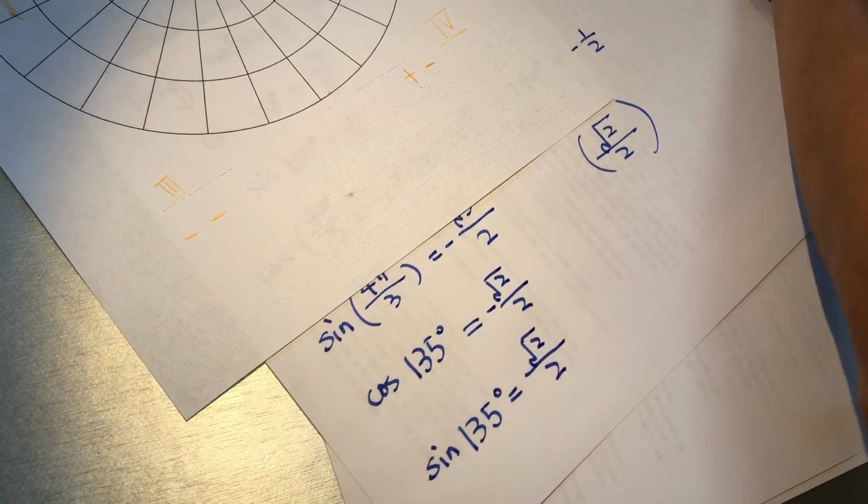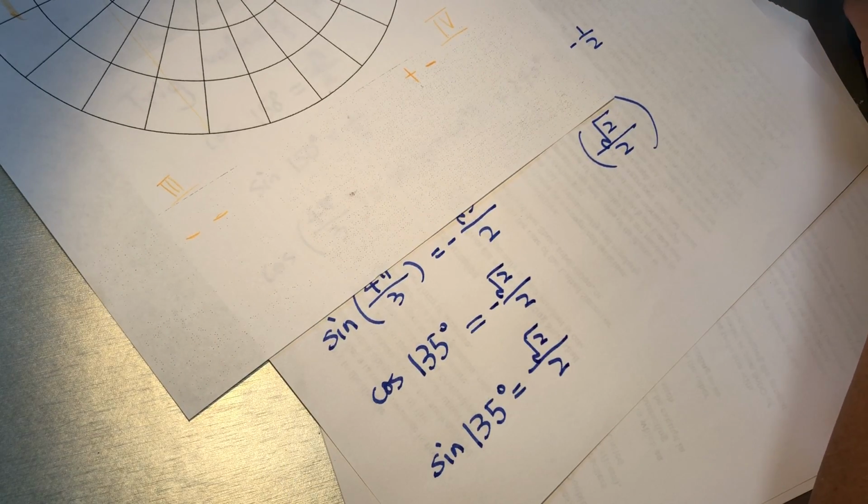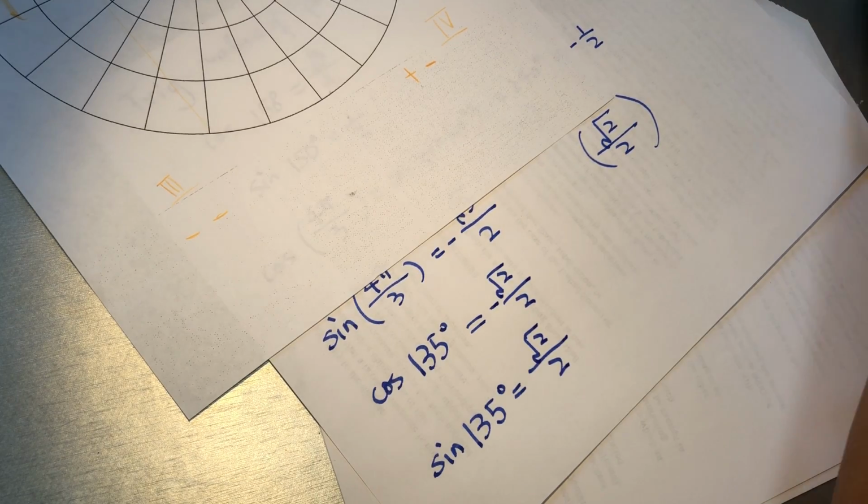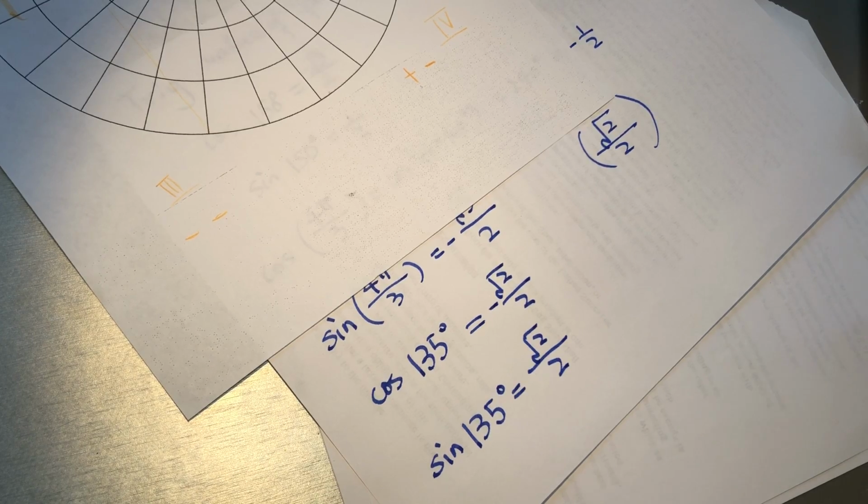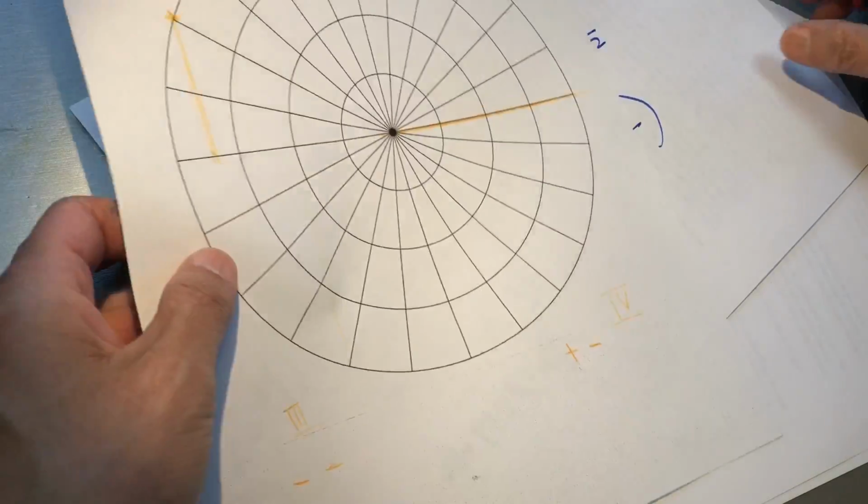Cosine negative root 2 over 2. Let me copy this. Positive. Yes, try it. Yes, we are right. Good work. Okay, maybe I should let you hear the bling. I put it on.